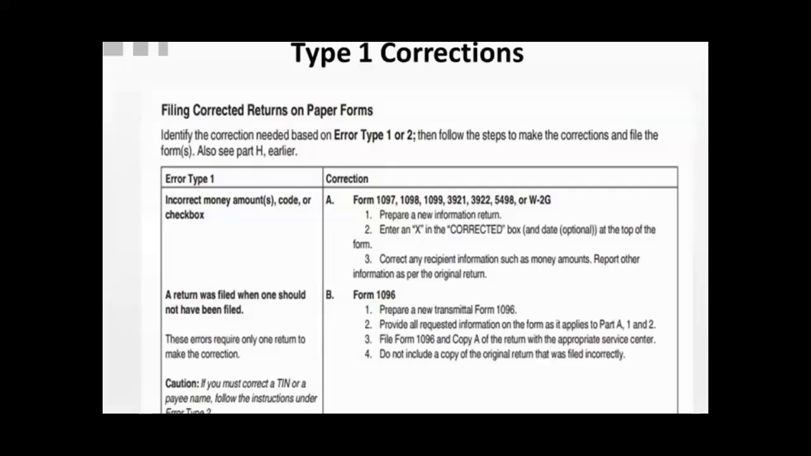If you're filing on paper, you provide all the requested information just as you would an original filing. File it with a copy A of the return with the appropriate service center, and you can attach other copies of the same type of return to that. And do not include a copy of the original return that was filed incorrectly. It will be processed again, and you'll end up right back where you started.